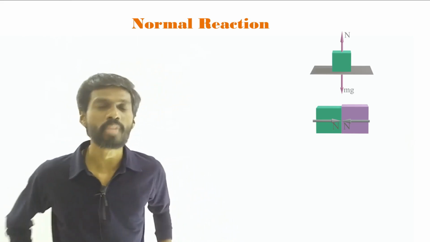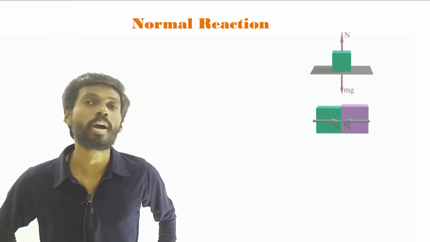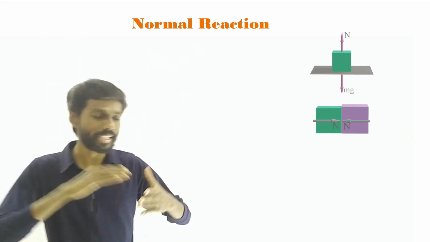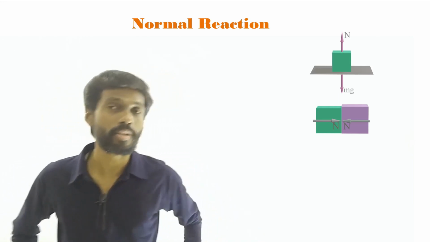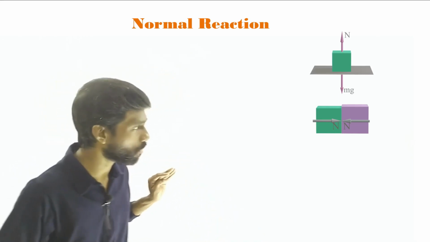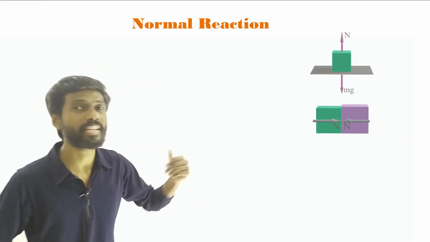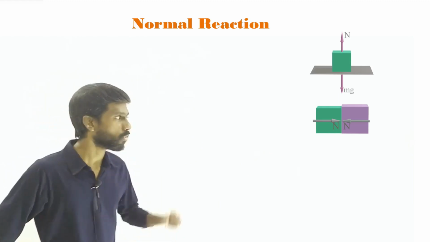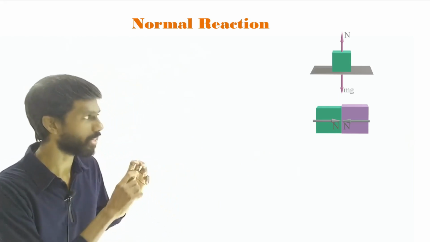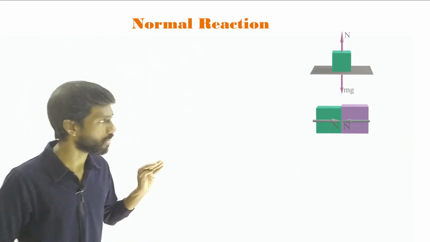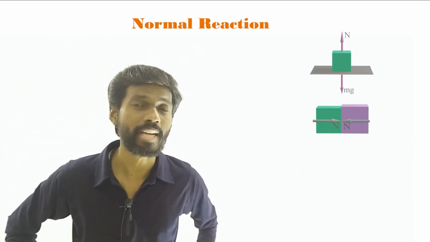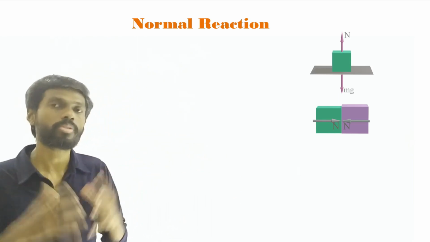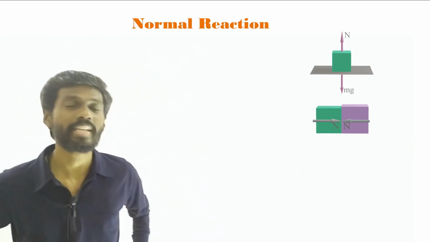So there are a few points about normal reaction that you have to remember. Simply, when two surfaces come in contact with each other, and one exerts force on the other, that force is called a normal reaction. If this object exerts a force on that object, the other object in return exerts an equal amount of force in the opposite direction, by Newton's third law. So these two normal reactions, due to one object on the other and that object on this object, are equal in magnitude but opposite in direction.